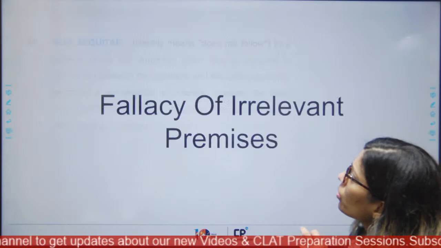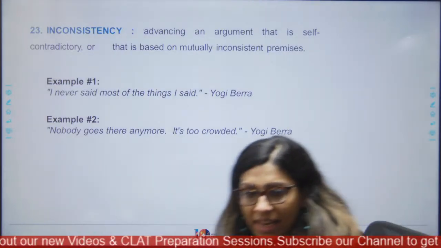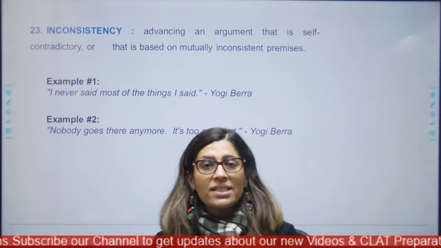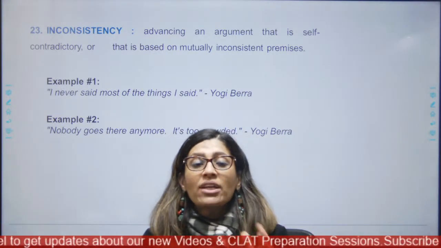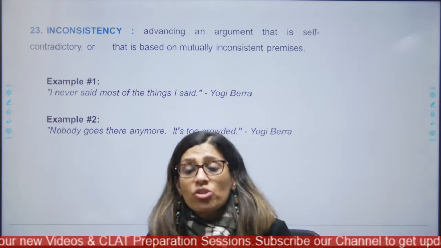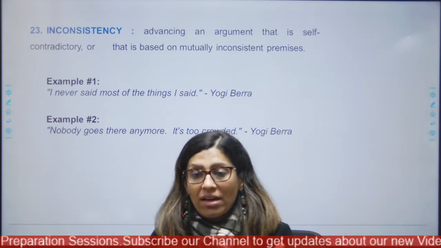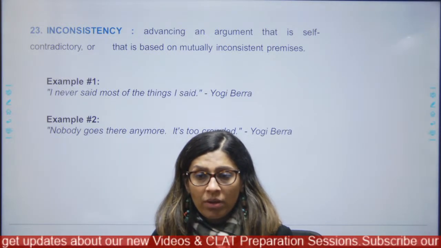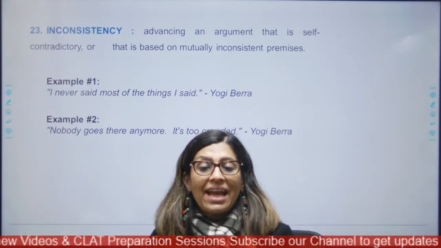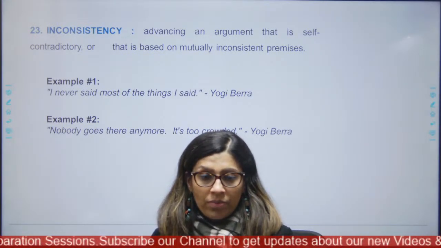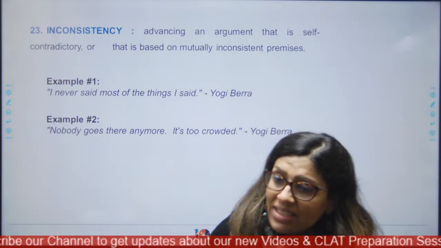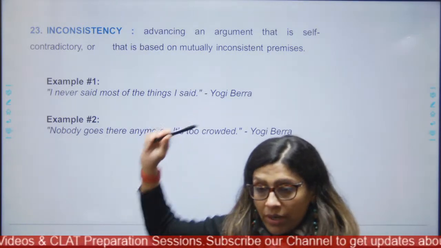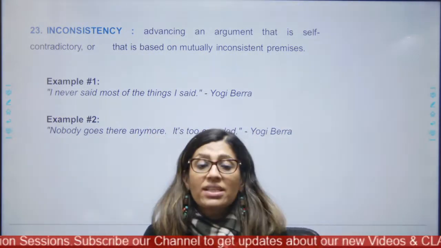Yes, so going back to inconsistency. I explained that inconsistency basically means where I am saying two things that are opposites of each other and yet I am saying because or using a hence with them. I said that it's like a logical oxymoron. So saying something like this, I do not go there anymore, or nobody goes there anymore because it's too crowded. Now nobody is going and still it's too crowded. This is inconsistency.